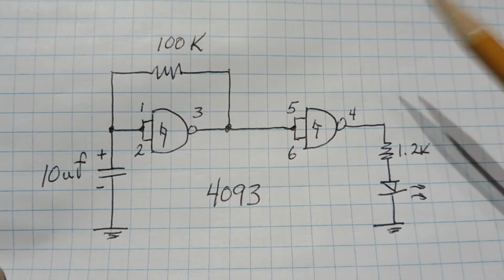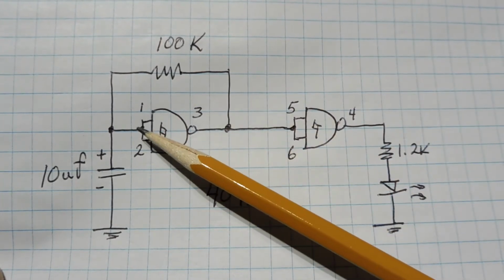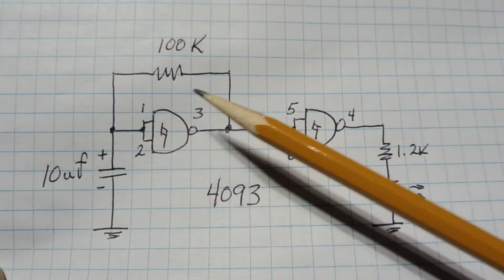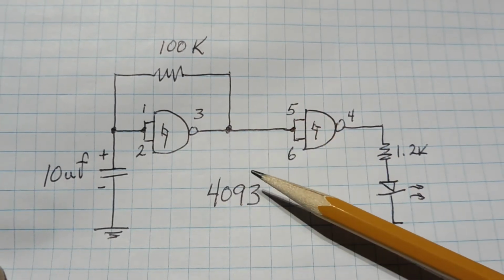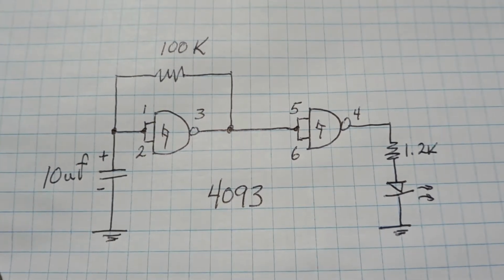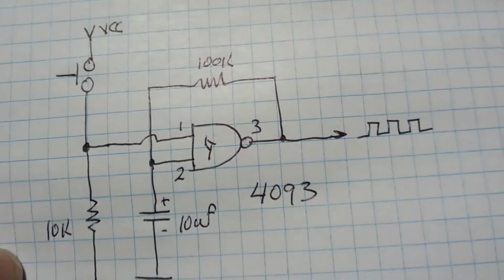Now because it's a Schmitt trigger, the on-off threshold voltages are different, so that's why we don't have a perfect 50% duty cycle. Now I like using the 4093 and converting it into an inverter because I could actually use it as a gated clock. As you can see the circuitry here.